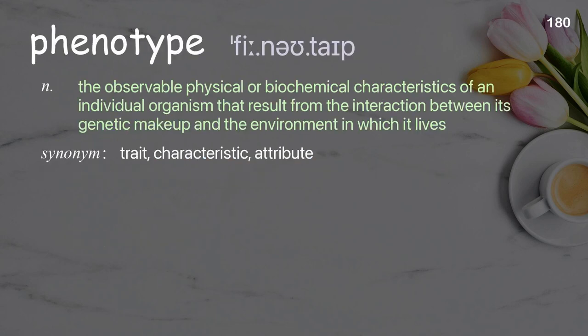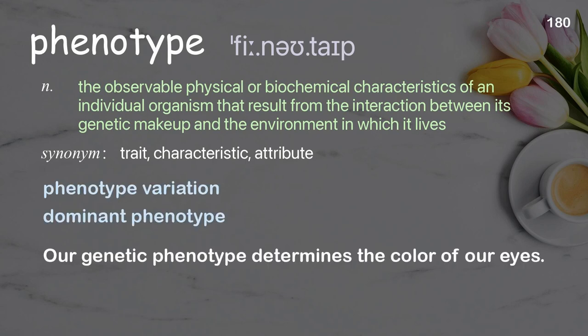Phenotype. The observable physical or biochemical characteristics of an individual organism that result from the interaction between its genetic makeup and the environment in which it lives. Examples: Phenotype variation. Dominant phenotype. Our genetic phenotype determines the color of our eyes.